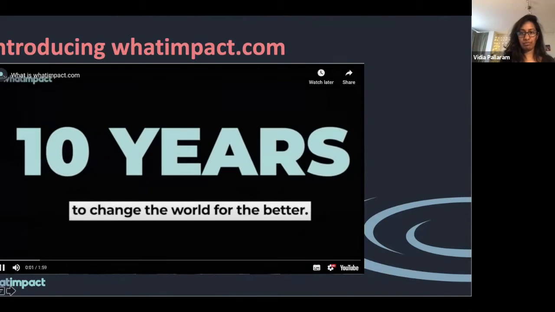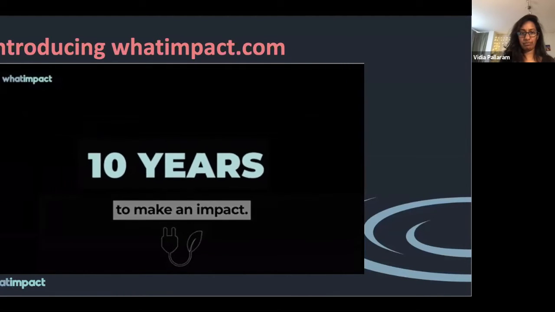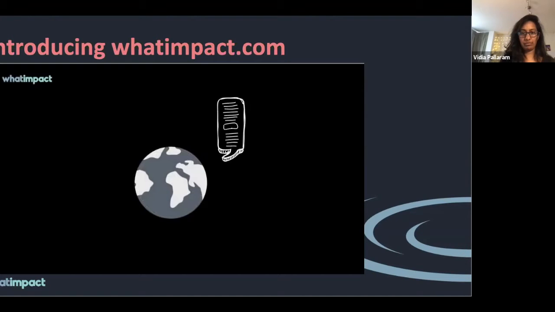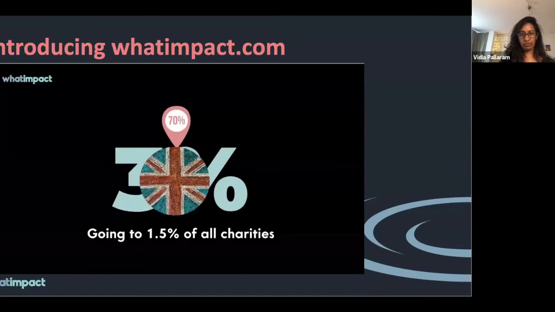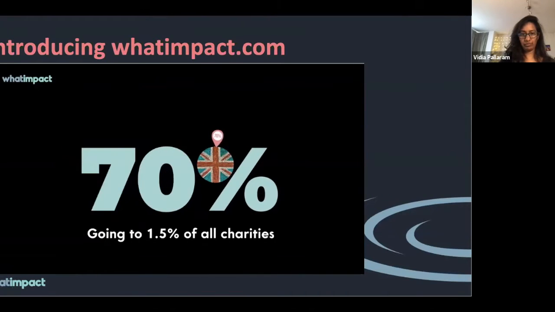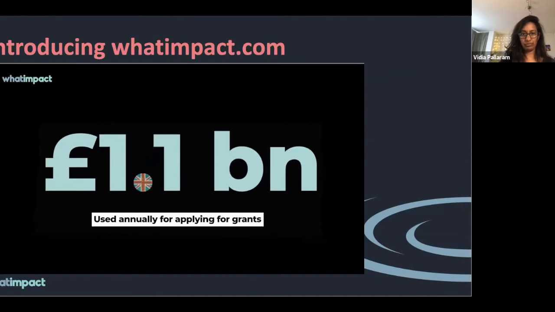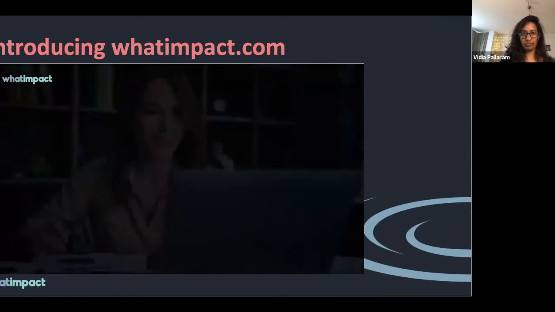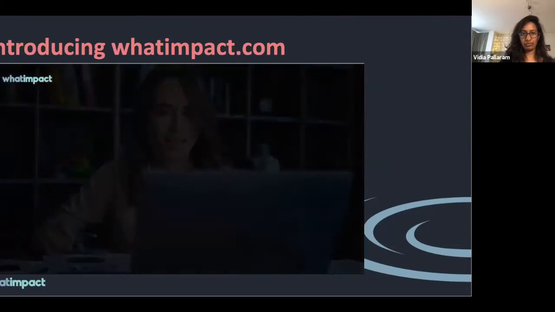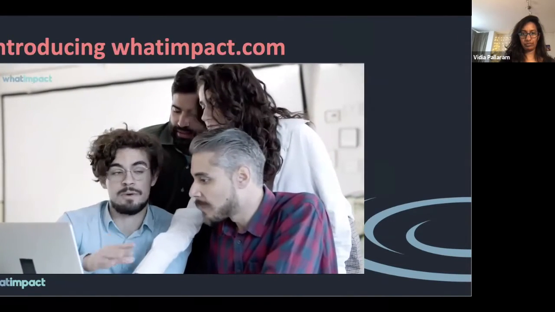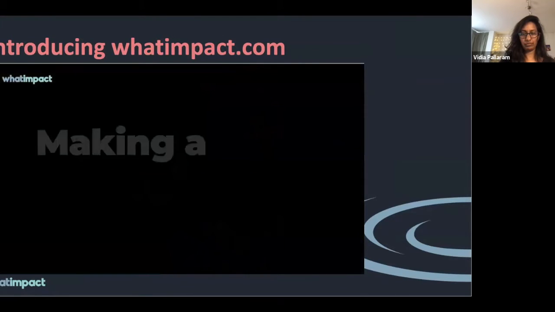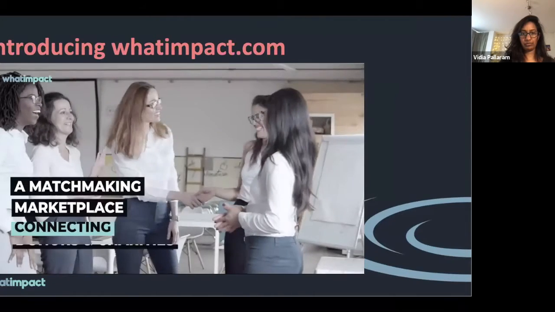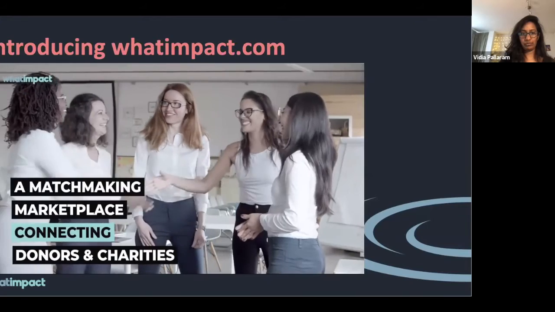They say we have 10 years to change the world for the better. Companies, trusts, and foundations play a key role in supporting both environmental and societal causes. But with 70% of charity sector income going to 1.5% of all charities, and 1.1 billion being used annually for applying for grants, something needs to change. Finding an organization to support with grants, volunteering, product and service donations can be time-consuming and costly. We believe making a difference should be easier and more transparent. whatimpact is a matchmaking marketplace for those who have resources to give and those who deliver the work for those in need.